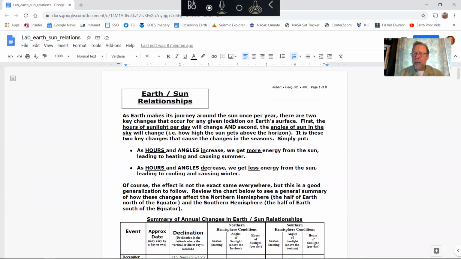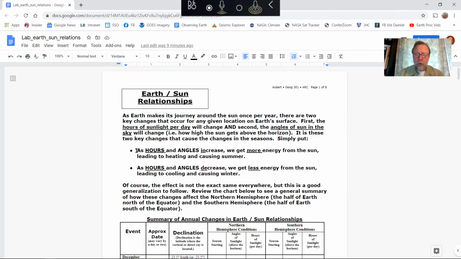The key thing here is we're going to take a look at how Earth's journey around the sun causes seasons. You should have covered this in physical geography lecture at some point. The very, very short version is that it's all about how high the sun gets in the sky on any given day, that I call angles, the maximum sun angle, and how many hours and minutes the sun spends out during that day. I shorten it as hours and angles. Hours of sunshine per day, angles of sun in the sky.